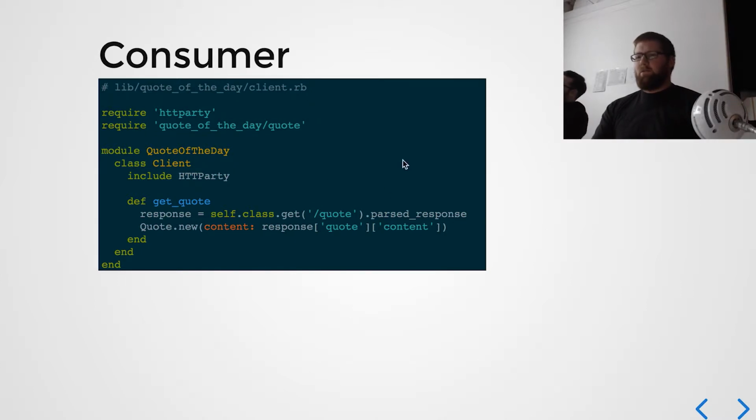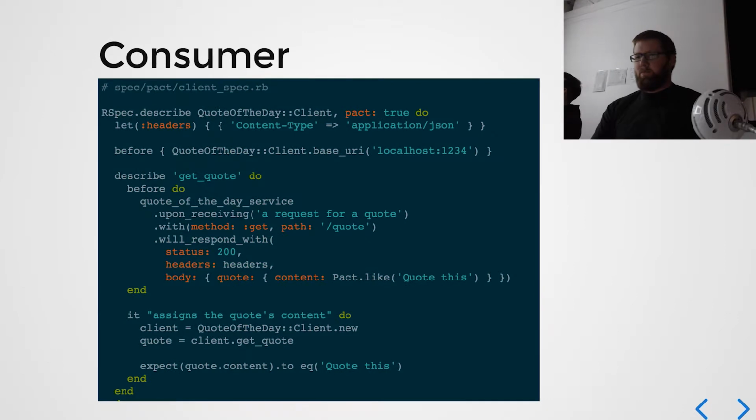The consumer, this is just kind of what the code would look like to consume that, is we're going to make a GET request to /quote, and we're going to return some quote object. Okay? So pretty simple implementation, pretty dumb. The most important part is actually our contract test here.